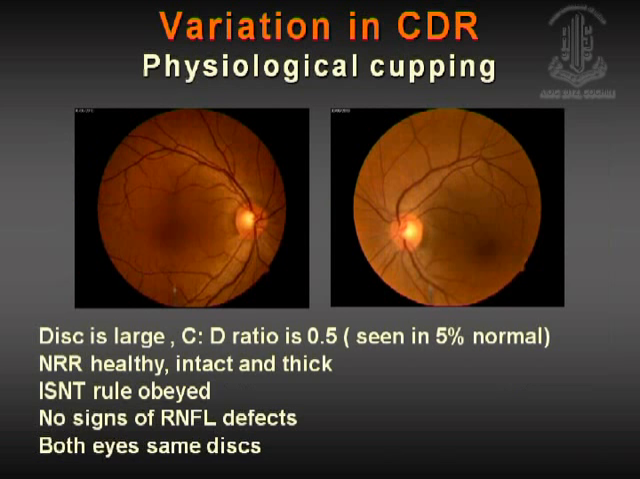There may be variation due to physiological cupping. The disc is large here, the CD ratio is 0.5, which is seen normally in more than 5%. The neuroretinal rim is healthy, intact and thick. The ISNT rule is obeyed. There are no signs of retinal nerve fiber layer defects, as seen clearly, these striations are very obvious. Both eyes have the same disc. So these are cases of normal physiological cupping.